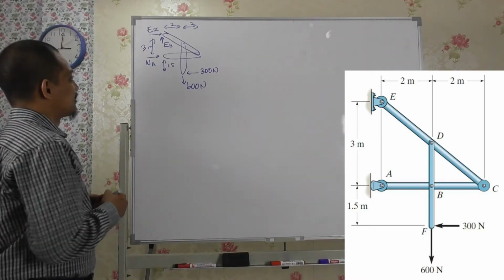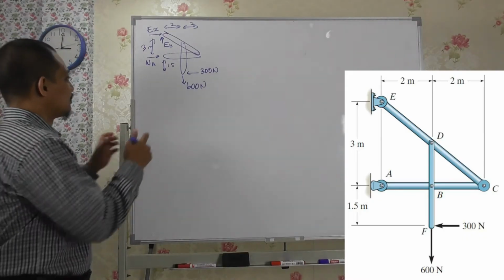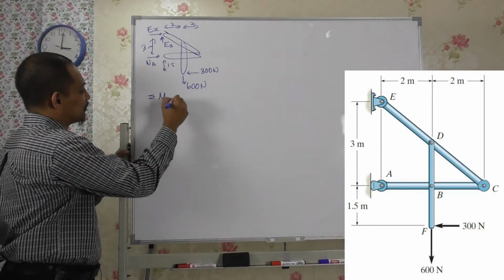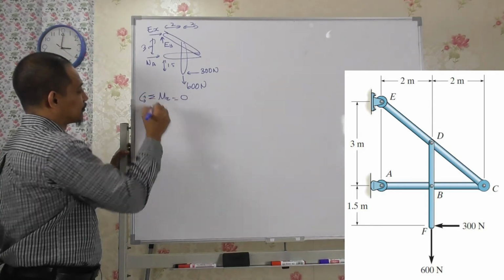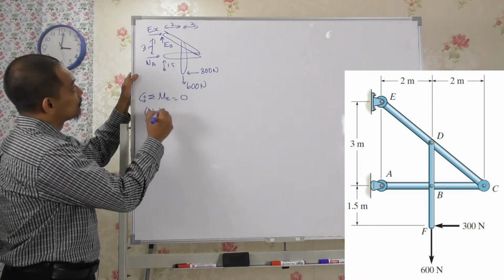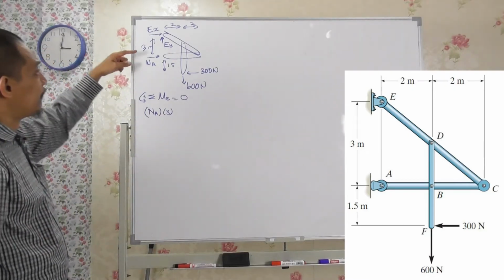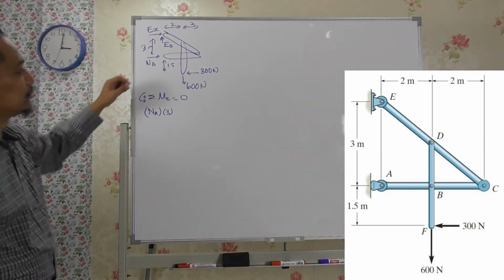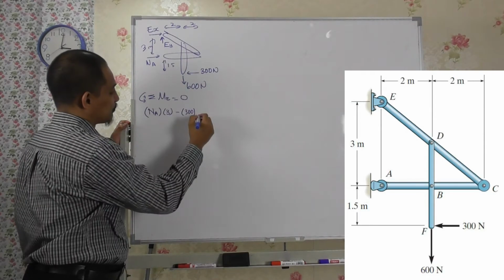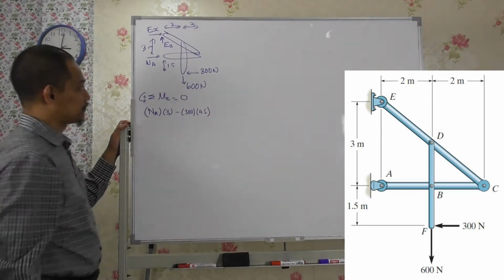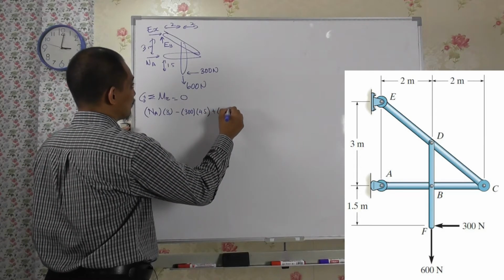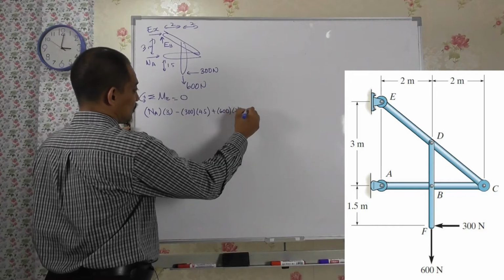Alright, so based on this, we can calculate, for example, NA by taking summation of moment about point E equal to 0, right? So let's take counterclockwise positive. So with that, you have NA times 3. And then this one becomes minus 300 times the distance of 4.5. And then 300 here clockwise, also 600 clockwise, plus 600 times 2 equal to 0.